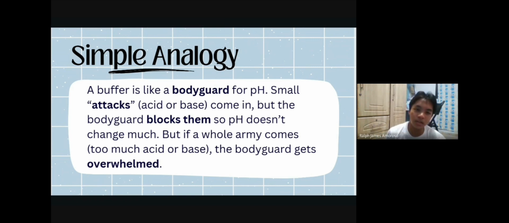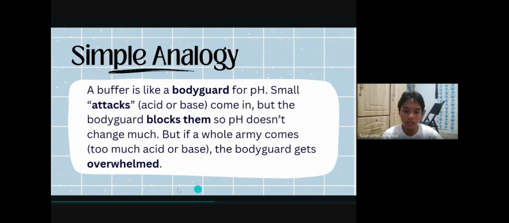Kung magdagdag po tayo ng only small amounts of acid or base sa buffer po natin, yung pH po ay hindi magbabago. So bale yung buffer po natin ay i-block po yung mga acid or base para hindi magbago yung pH natin. But if we add too much acid or base po sa ating buffer, magbabago po yung pH ng buffer natin. Kasi limitado lang po yung buffer po natin.